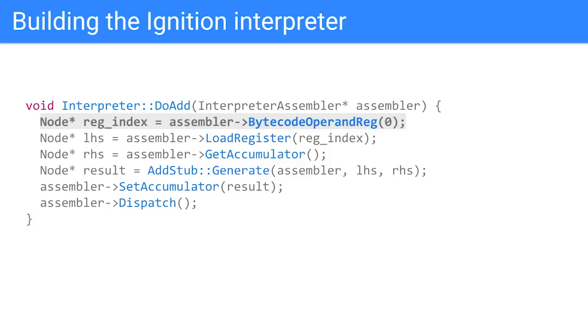And this is an example of how a handler for a bytecode is generated. So in this example, first we get the register index by looking up the next byte of the bytecode, then load the register and the accumulator, and then call the add stub, which generates code for the JavaScript add operation, as specified by ECMAScript. And finally, we store the result in the accumulator and then dispatch to the next bytecode.